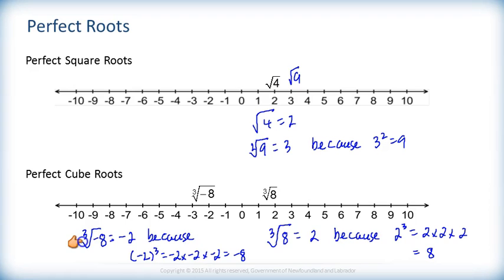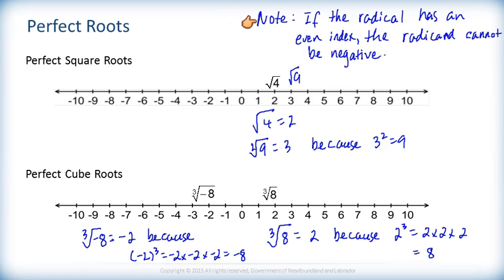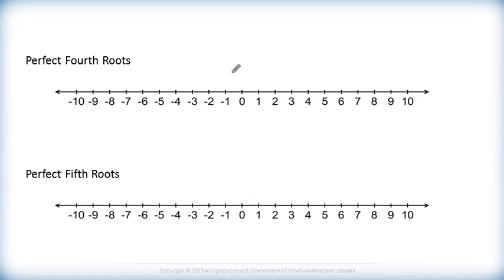So when you have an odd index, you can have a negative radicand. If you have an even index, you cannot have a negative radicand. So I've written that conclusion up here for you. If the radical has an even index, the radicand cannot be negative. It would be good for you to complete some of the values here on this number line. 0 is the 4th root of 0. 1 is the 4th root of 1. 2 is the 4th root of 16, because 2 to the 4 is 16. 3 is the 4th root of 81, because 3 to the 4 is 81.